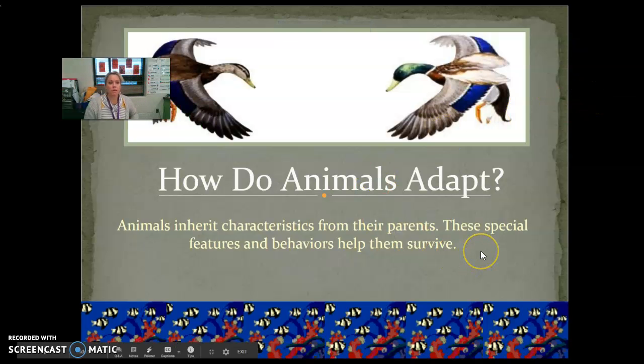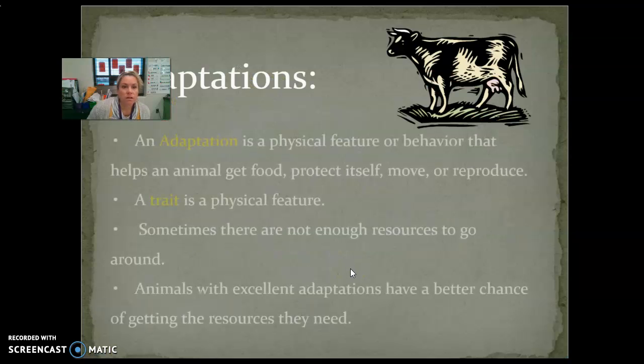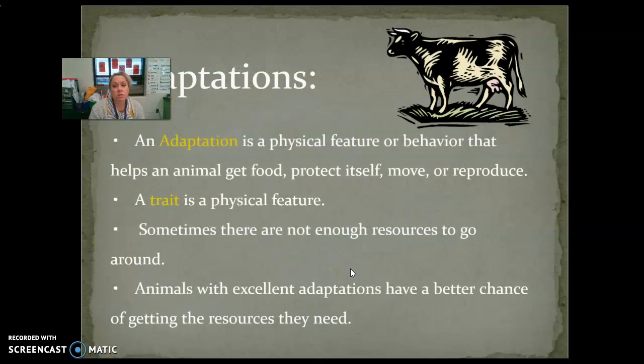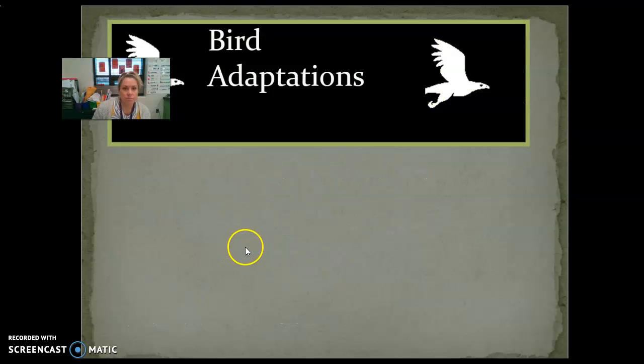And then you can go ahead and read through here, but we want to know, how do animals adapt? Animals inherit characteristics from their parents. These special features and behaviors help them to survive. An adaptation is a physical feature or behavior that helps an animal get food, protect itself, move, or reproduce. A trait is a physical characteristic. Sometimes there are not enough resources to go around. Animals with excellent adaptations have a better chance of getting the resources that they need.